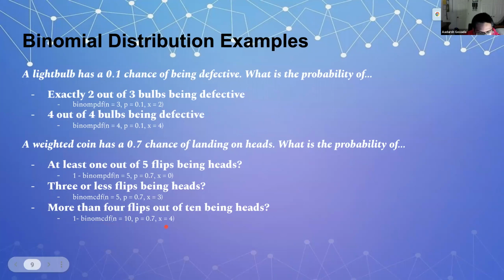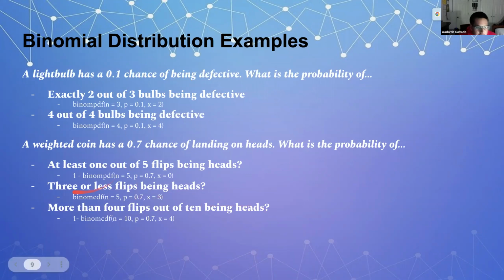So we would take the binomial CDF with n equals 10, because 10 flips, p equals 0.7, because that's our probability of success, and then 4 successes. That would be the probability of there being 4 or less successes, since we're taking a CDF, not a PDF. And then we would take 1 minus that, and that would give us the probability of there not being 4 or less successes, which means there would be more than 4 successes. Therefore, in this context, that would be more than 4 flips out of 10 being heads.